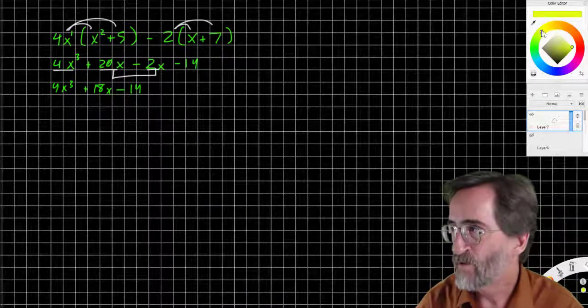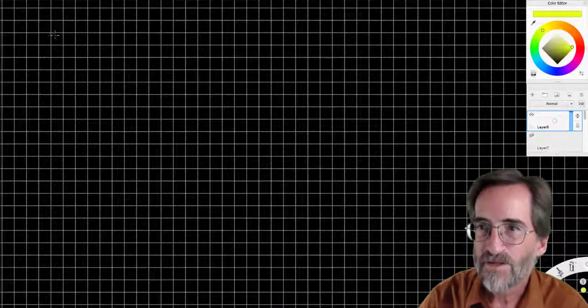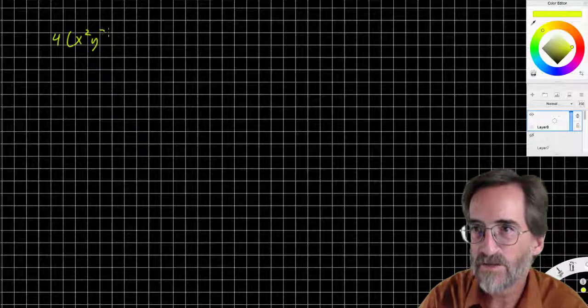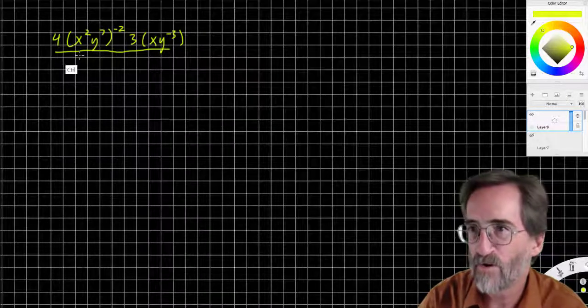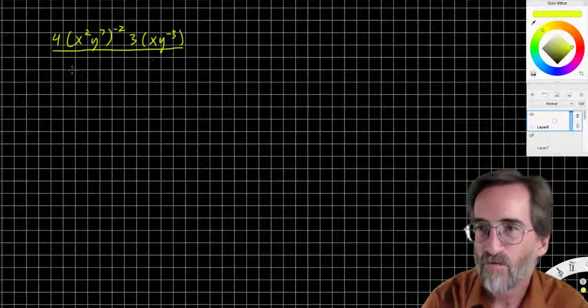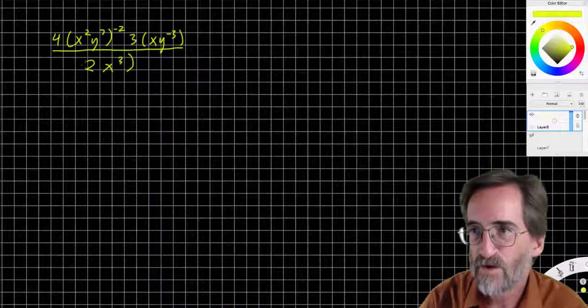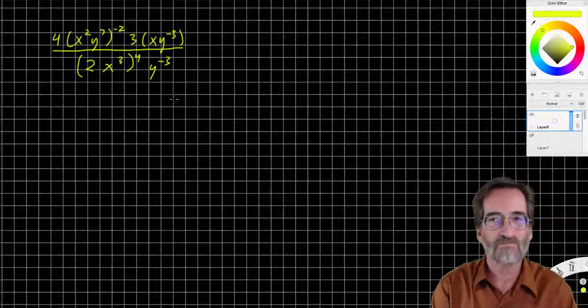There's another kind of problem you might run into here. Let's say we have (4x squared y to the 7th) to the negative 2nd times (3x y to the negative 3rd), over, if I can draw a straight line, (2x to the 3rd) to the 4th, times y to the negative 3rd. I'm going to make this complicated. All right, so we're going to use a bunch of stuff.